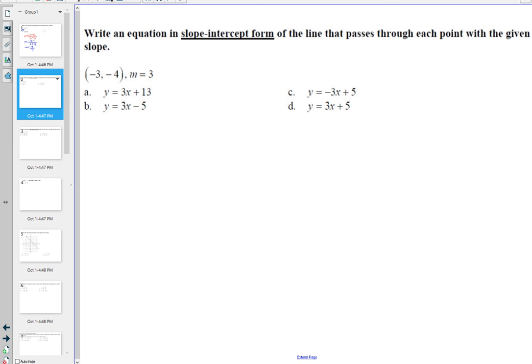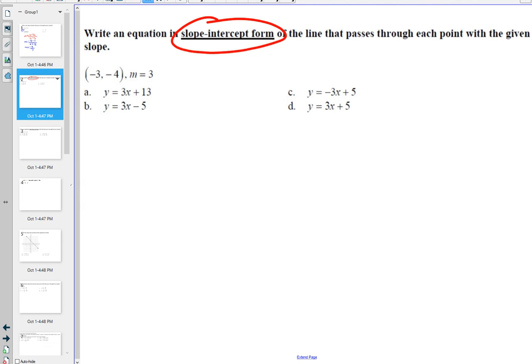Okay. Now we get into the meat and potatoes of this. I would say this is probably what's going to show up on the test the most tomorrow, is knowing how to write equations, specifically in slope-intercept form. So in order to be able to write an equation in slope-intercept form, what do I need to find? Slope and y-intercept.